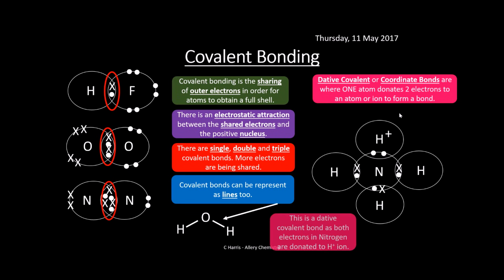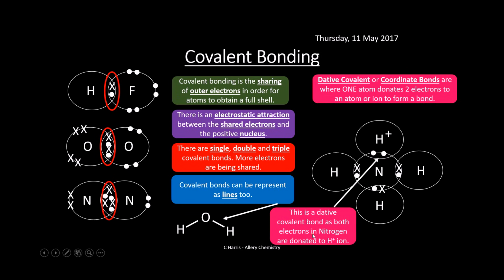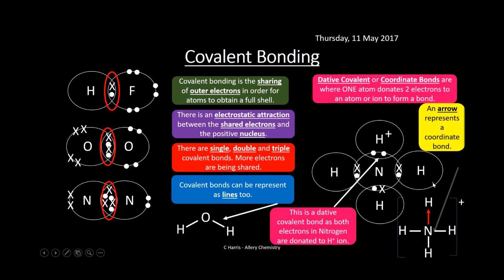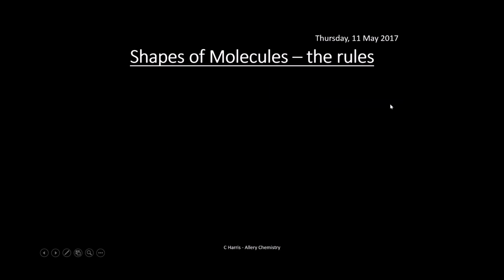There it is. Look, sits neatly in there. This is a dative covalent bond. Both electrons are coming from the nitrogen to the H plus ion. We can also represent it using an arrow in the displayed form like this. So you can see we've got an arrow here. The arrow represents the coordinate bond or dative covalent. Both electrons are coming from the nitrogen to the hydrogen. That's why the arrow is pointing upwards. Make sure you're able to draw these properly.